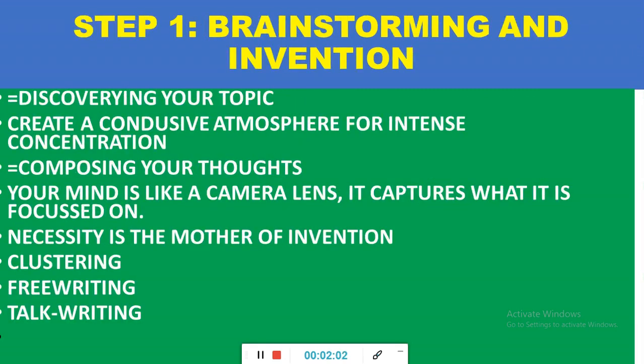Now, let's look at the 5-step. Step 1 is brainstorming and invention. Brainstorming simply means critical thinking. Before you start writing, you need to really take some time and think about what you want to write. This is the stage of invention, and it requires a lot of intense concentration.